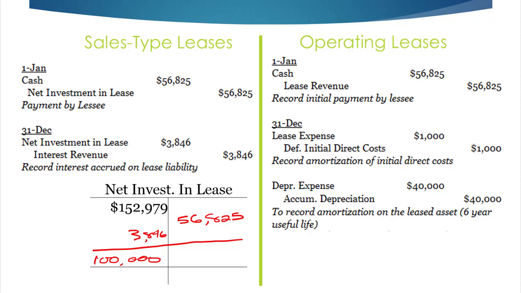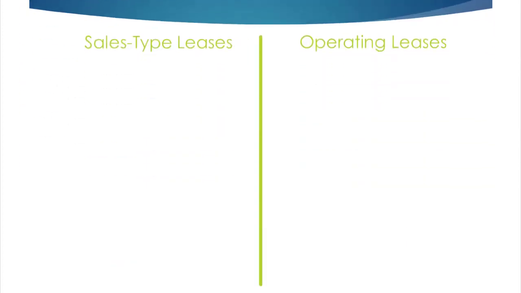Now, in order to wrap up year 4, we need to do the entries for the receipt of the asset. So let's take a look at that. We'll start with the sales type lease first. We're going to get the asset back on December 31st. So for a sales type lease, we're going to put it back where we got it.